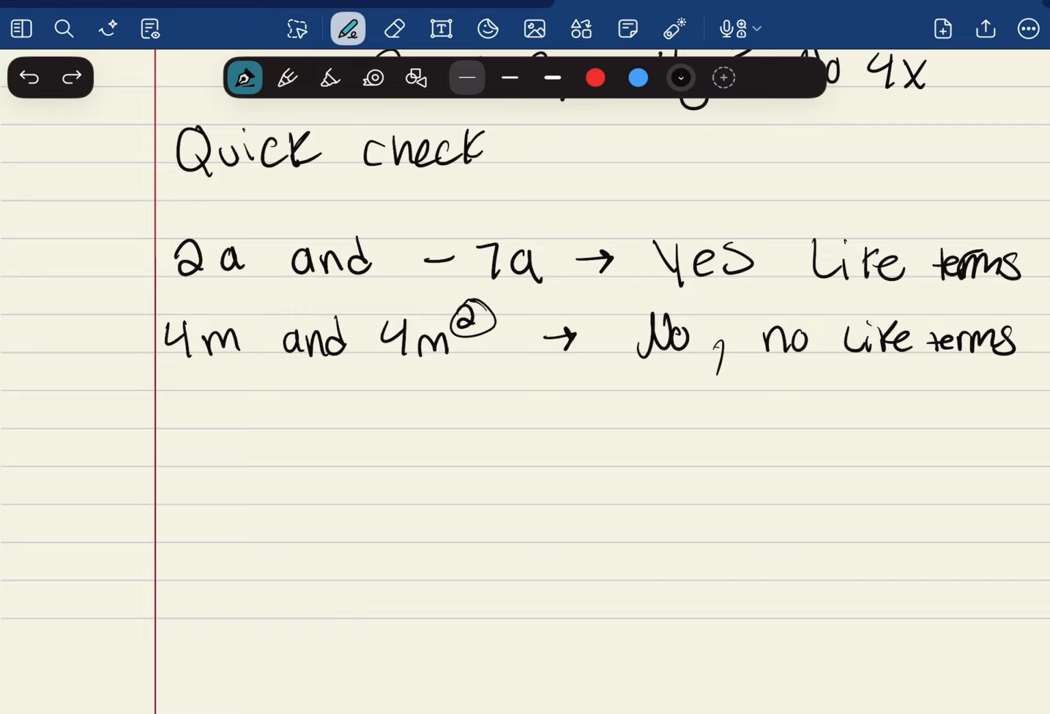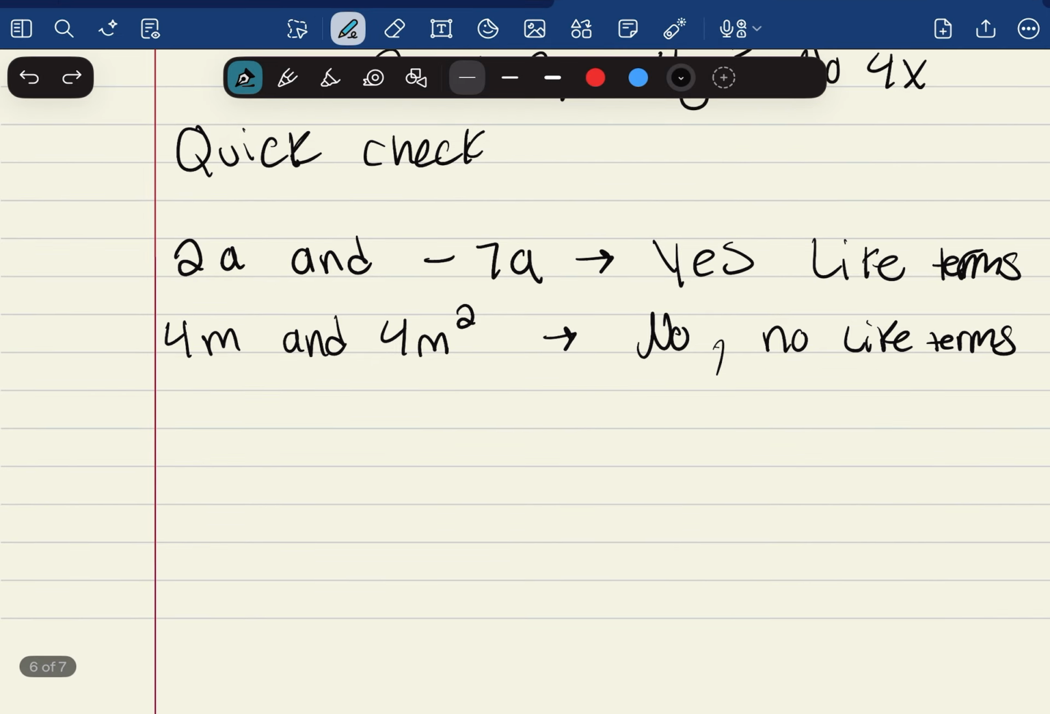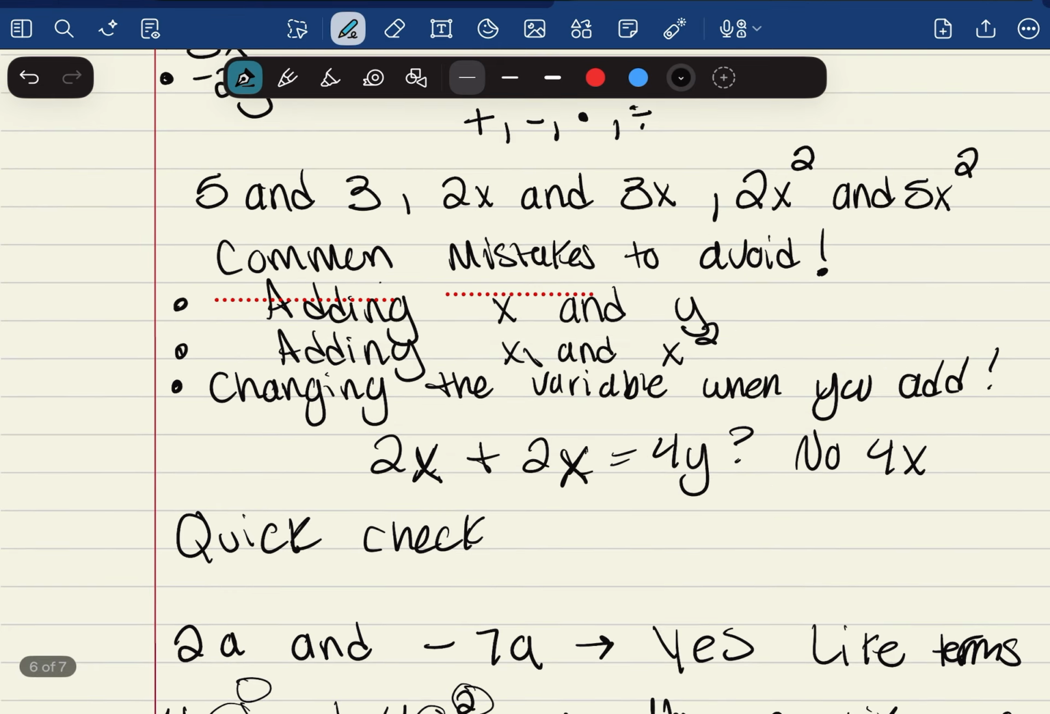Okay, so do not overthink. So, reminder, ask yourself, do the variables match? Do the exponents match? If yes, combine. If no, leave it alone. And that's all you need with like terms.